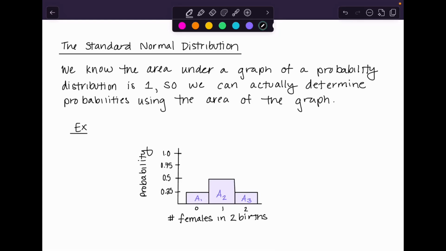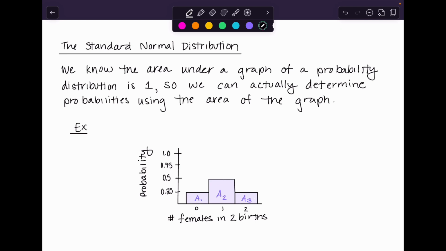Next, we're going to dive into the standard normal distribution. Before we actually talk about that, though, we're also going to talk about something called the uniform distribution and just kind of how these probability distributions are really helpful for us, especially when they're in graph form.